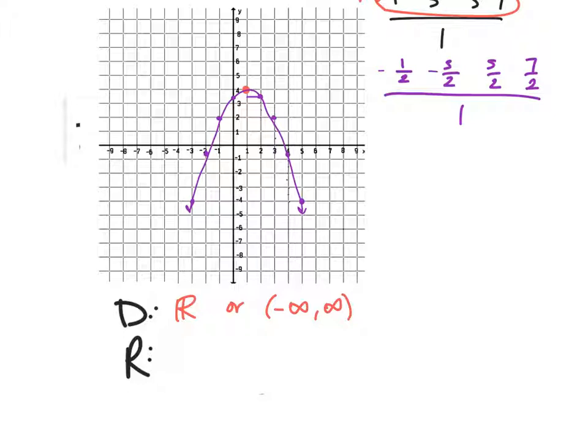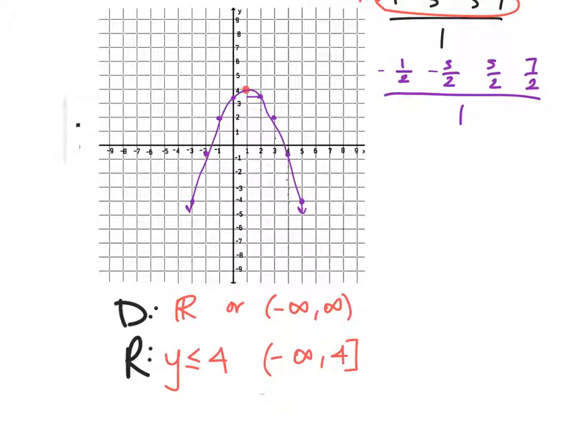And then my range, we want to talk about the highest and the lowest y values. So here I actually have a maximum of 4. So that means I'm going to be going from negative infinity to 4. And 4 is included, so I'm going to use this bracket here because it actually hits 4. If I write that as an inequality, that's just y is less than or equal to 4.